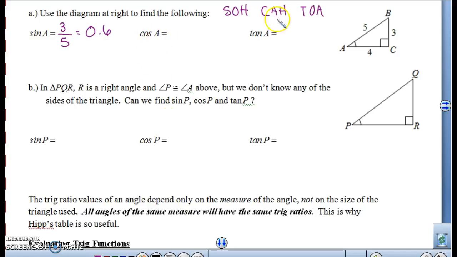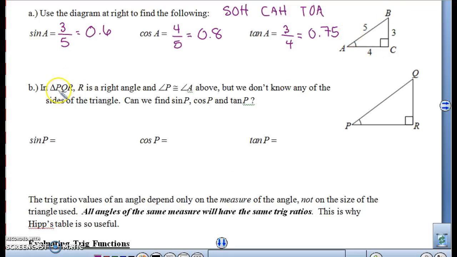The cosine of A. Cosine is adjacent over hypotenuse starting from angle A. Adjacent would be 4, hypotenuse would be 5. So adjacent over hypotenuse, 4 over 5 is 0.8. And then the last one, tangent of A. Tangent of A is opposite over adjacent. So from A, opposite is 3, adjacent is 4, so that gives me 0.75. So those are the ratios of the sides in this triangle.